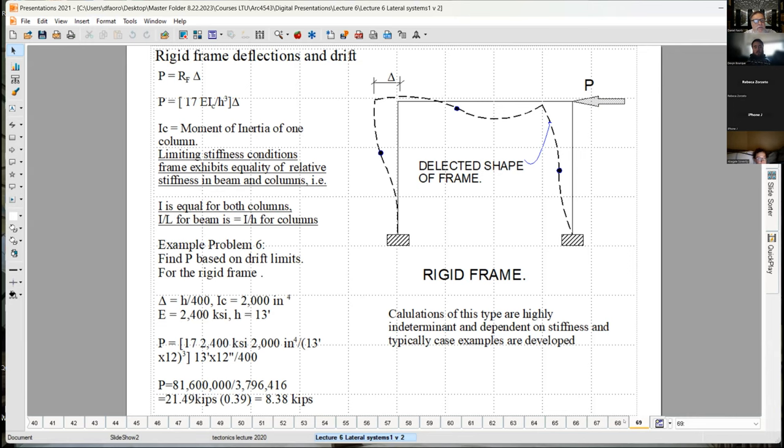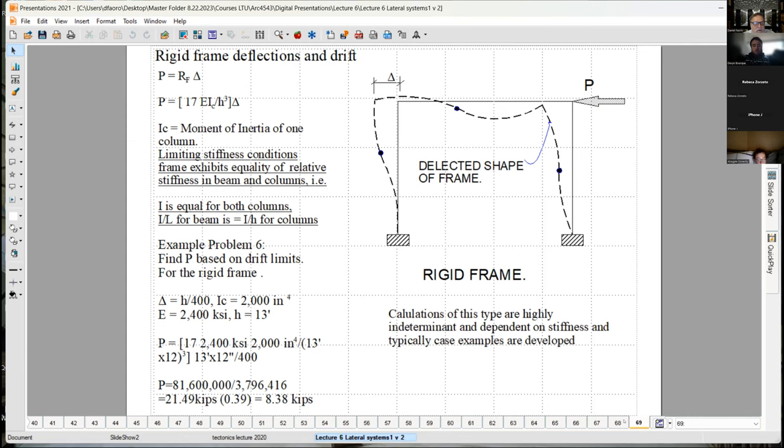For our formula or our problems, whether they're lab or homework problems, relative stiffness will be evident and basically implied. Let's check a problem, this problem here on the right. Our delta drift limit is H over 400, typical wind drift. I sub C is 2,000 inches to the fourth. E is 2,400 KSI. H is 13 feet.